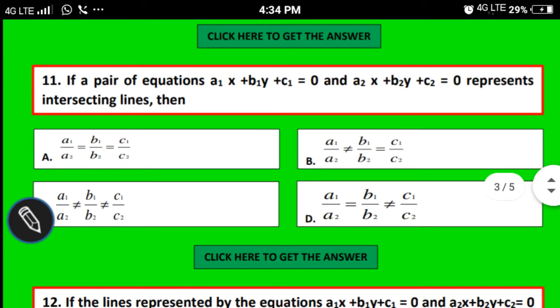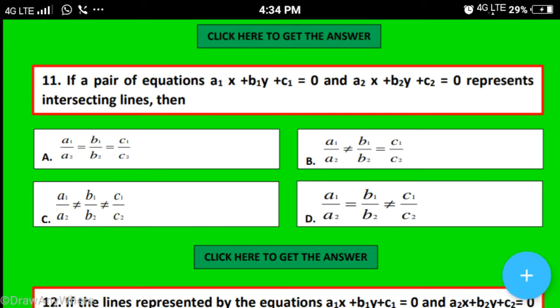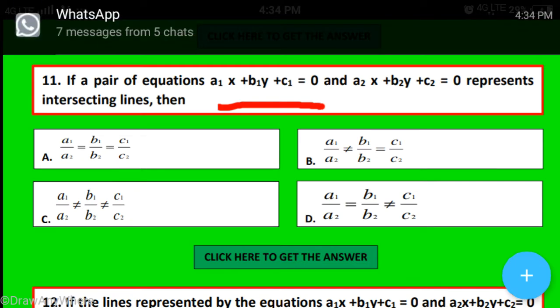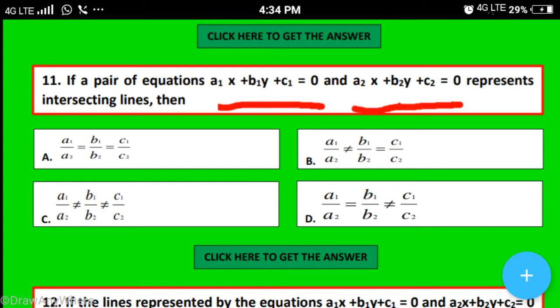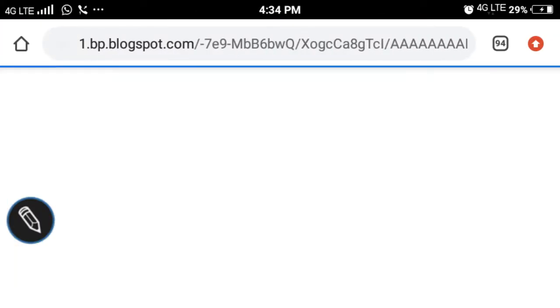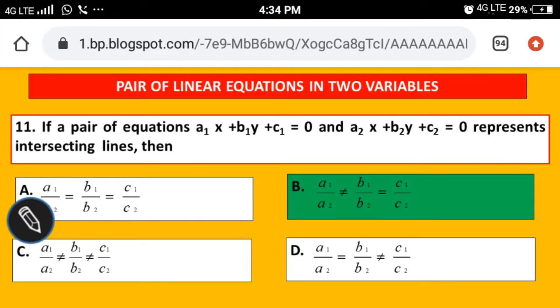Then the 11th question: if a pair of linear equations a1x plus b1y plus c1 equals 0, this is the general form, and similarly a2x plus b2y plus c2 equals 0 represent intersecting lines. When the lines are intersecting, what is the condition? The condition is a1 by a2 is not equal to b1 by b2. So option B is the correct answer.